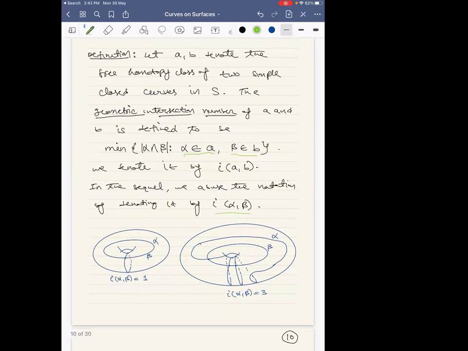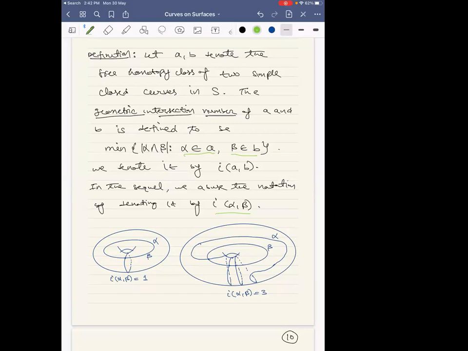So here you can see some examples. So first is a torus. Here you can see two curves, alpha and beta, and you can see that the geometric intersection number is 1. So no matter whatever curve you choose in the free homotopy class, you cannot avoid this intersection. Yes.